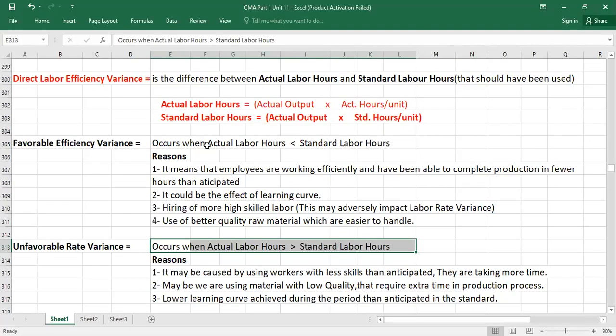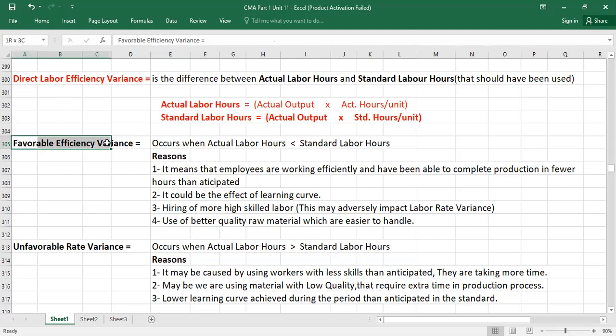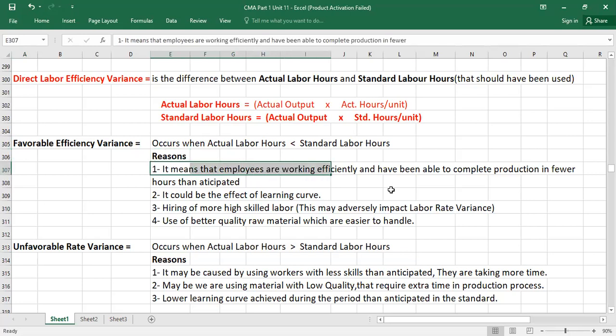As we know, if our actual labor hours are less than standard labor hours, this is called favorable efficiency variance, and the following could be the possible reasons. Number one, it means that employees are working efficiently and have been able to complete the production in fewer hours than anticipated. So this could be the reason for favorable efficiency variance.